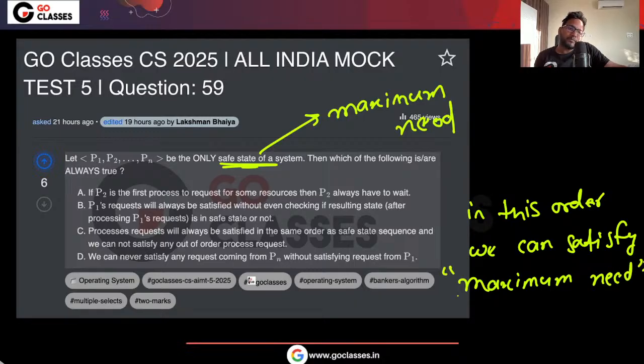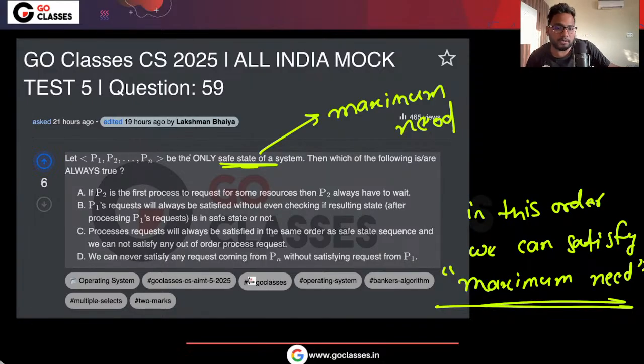Okay, maximum need. In this order we can satisfy maximum need. Now in the question, let's suppose it says... if you have seen operating system lectures, or maybe you have studied from anywhere else, you might have noticed that we say, okay, this is the safe sequence, but can we satisfy any request from P2? Yes, we need to check if we satisfy the request from P2. After satisfying the request from P2, are we getting another safe sequence or not?